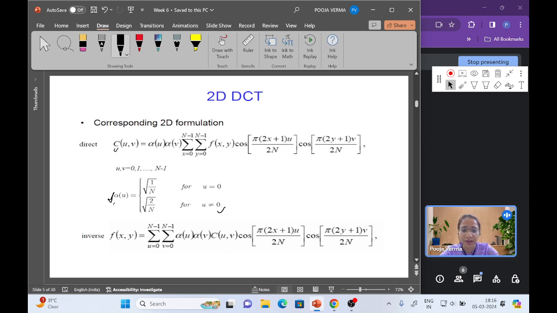And to find the inverse two-dimensional DCT, that is f(x,y) = summation u = 0 to N-1 and summation v = 0 to N-1 of alpha(u) alpha(v) C(u,v) cos(pi(2x+1)u / 2N) cos(pi(2y+1)v / 2N). Okay, this is our two-dimensional DCT formula.